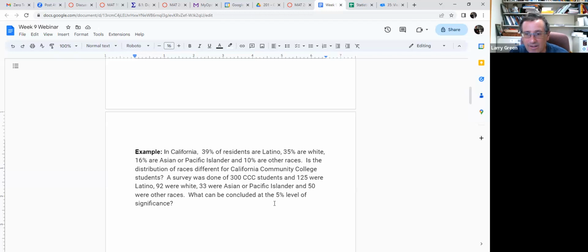And what can be concluded at the 5% level of significance? By the way, you would probably use 5% for this. This is a sociology kind of thing, and whenever you're doing sociology, use 5%. It's standard for most things, and definitely for chi-squared. Okay. Any questions on the question?